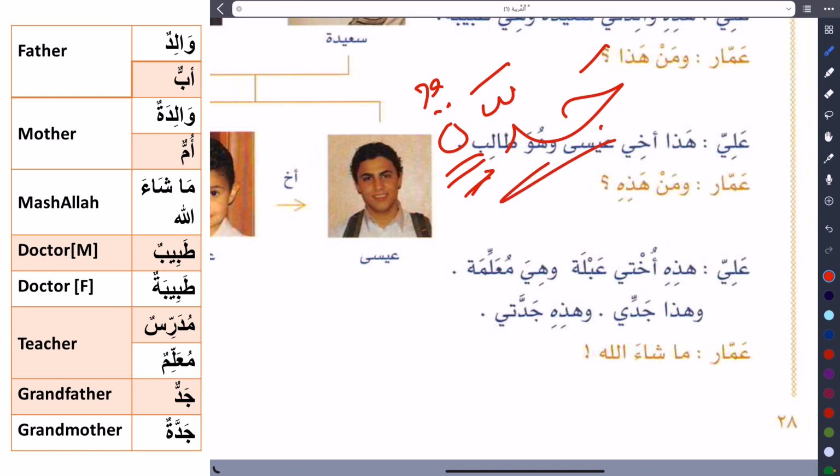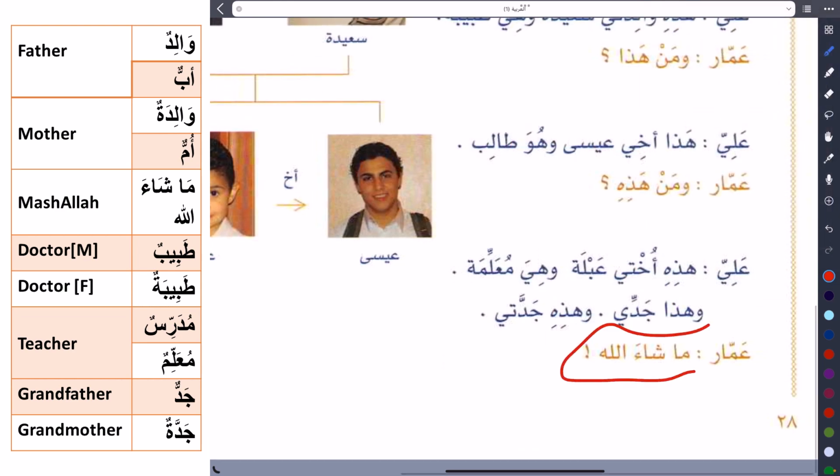جدة. And how to say my grandmother? We change the تاء that's مربوطة to be open تاء مفتوحة, and we put ياء. جدتي. جدتي, my grandmother. جدي, my grandfather. Then Ammar says ما شاء الله.